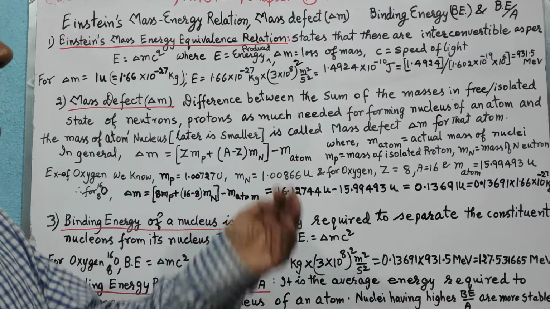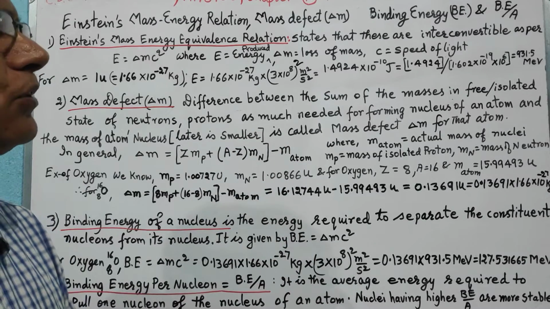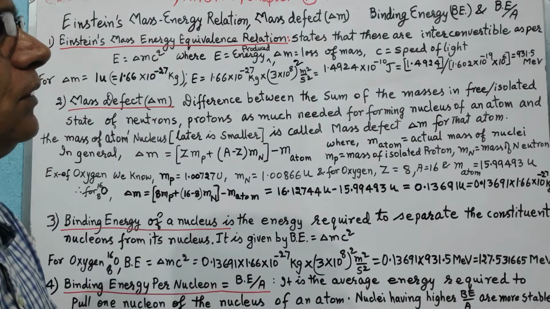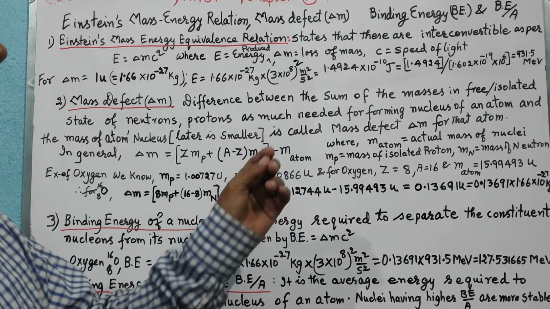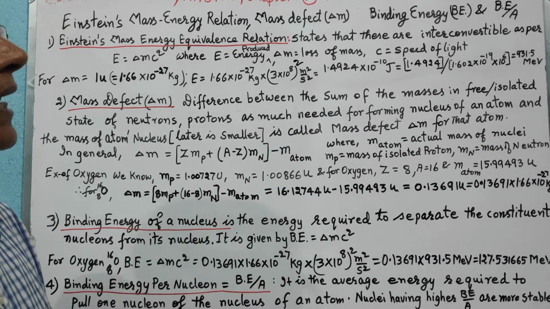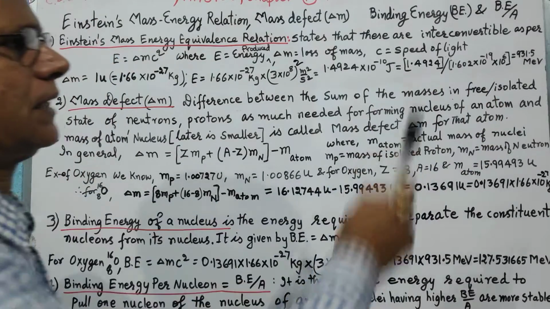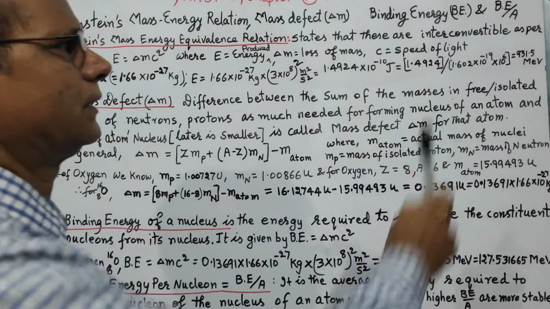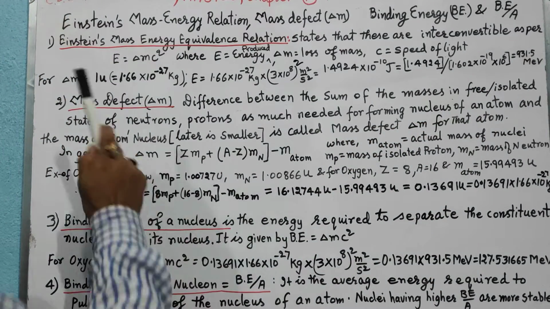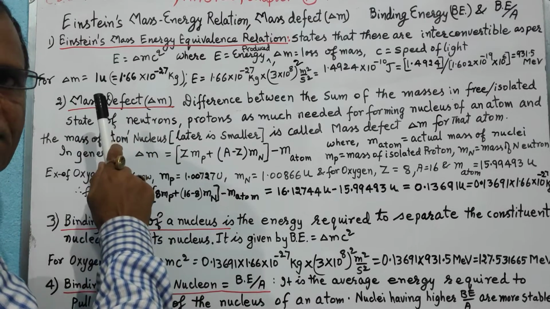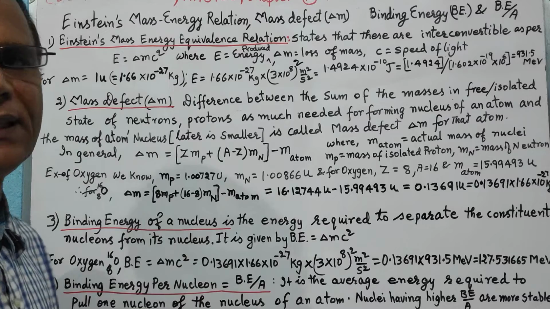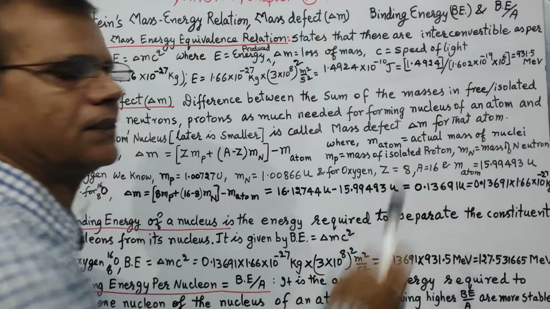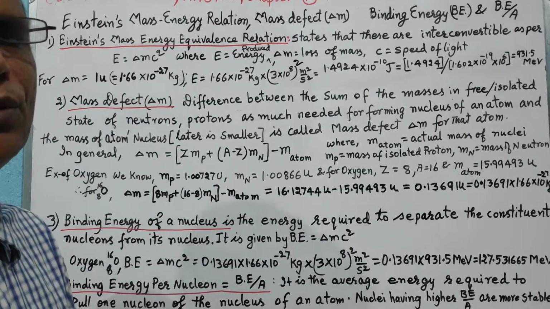And that, when converted into mega electron volt, what we need to do is divide this expression by 1.602 into 10 power minus 19, that will convert it into electron volt, and then further divide by 10 power 6, that will convert it into mega electron volt, and that is found to be equal to 931.5 mega electron volt. That means when one atomic mass unit, which is equal to 1.66 into 10 power minus 27 kg, is converted into energy, we get 931.5 mega electron volt of energy.